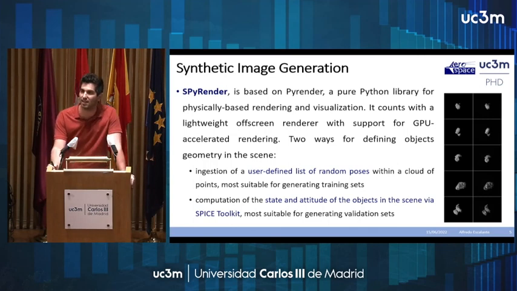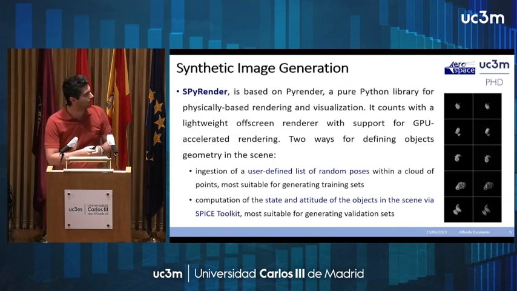So first, it can ingest a user-defined list of random ranges. Basically, if we want to get images only from a range of positions, we would define those ranges, and the package will produce images just within those ranges, but random. So the network is able to work with any images within those ranges. This, of course, is more suitable for training.